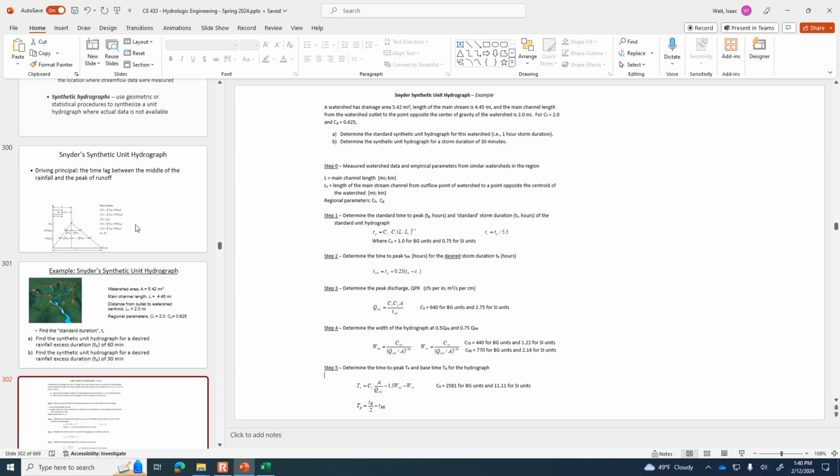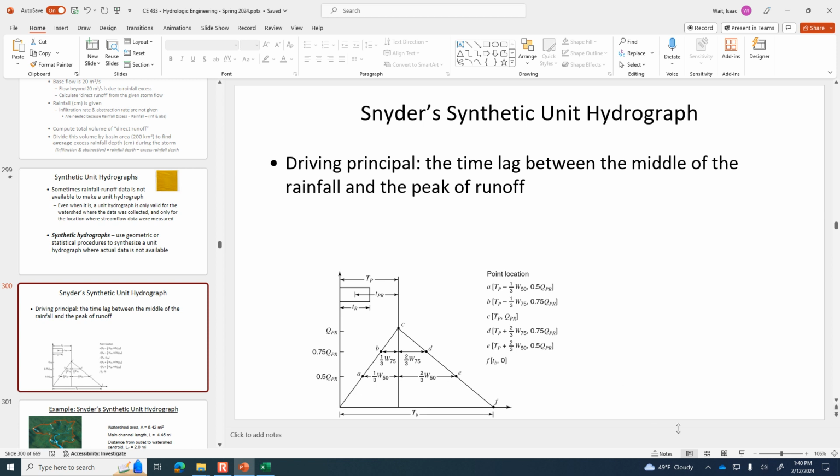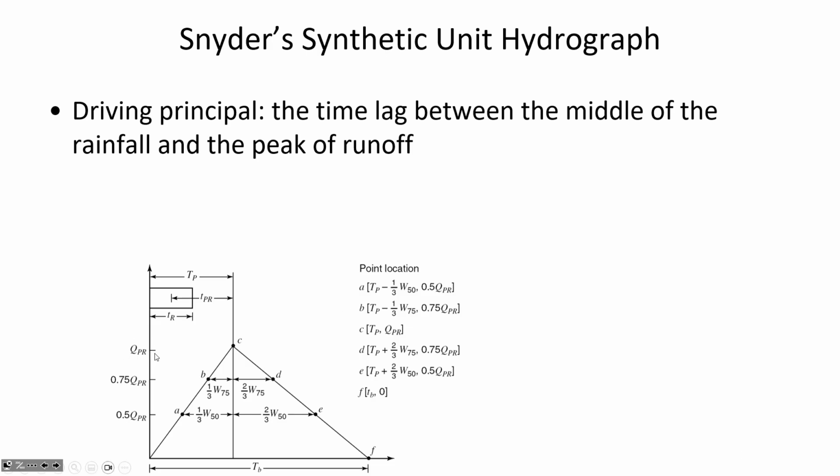The regional coefficients are 2 and 0.625. So the steps here show the formulas for calculating different components of this shape. The main things we want to know in the unit hydrograph are the peak runoff, so how much flow there is going to be at the peak, and how long it is going to take to get to the peak from the start of the storm. So we're most interested in how much flow there will be, how long it takes from time zero to the time of that peak, and then we're also interested in how long until it gets from peak flow back down to zero flow. So this handout walks you through that.